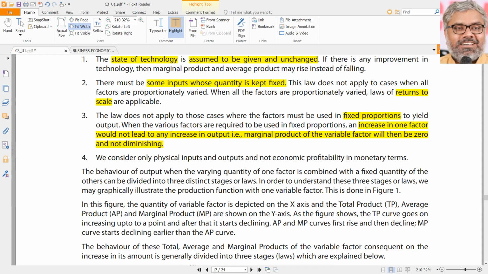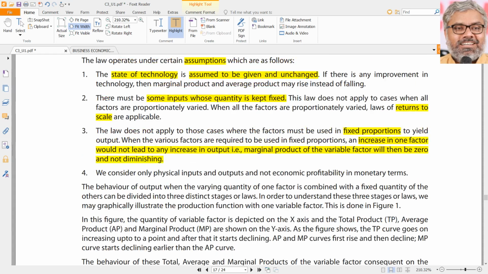All ifs and buts. In those cases where the factors have to be used in fixed proportions, this law will not apply, since we are changing only one variable input and we are keeping all the other inputs as constant. But unfortunately, without all the things also going to be changed in the same proportion, the output is not going to increase, because that is the nature of that production. If that is the case, this law does not apply.